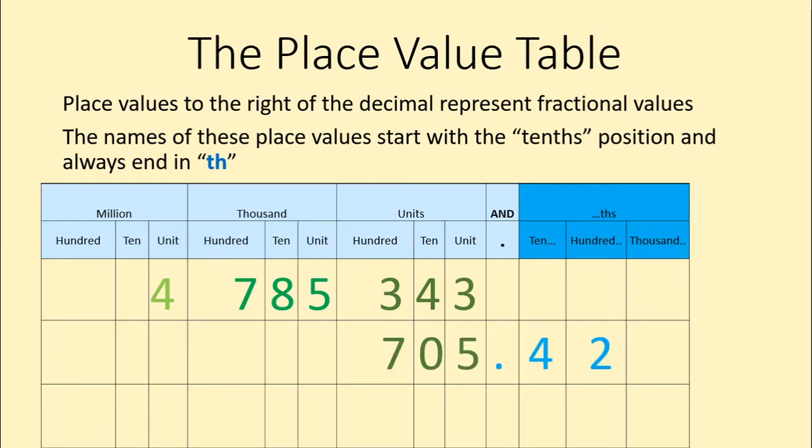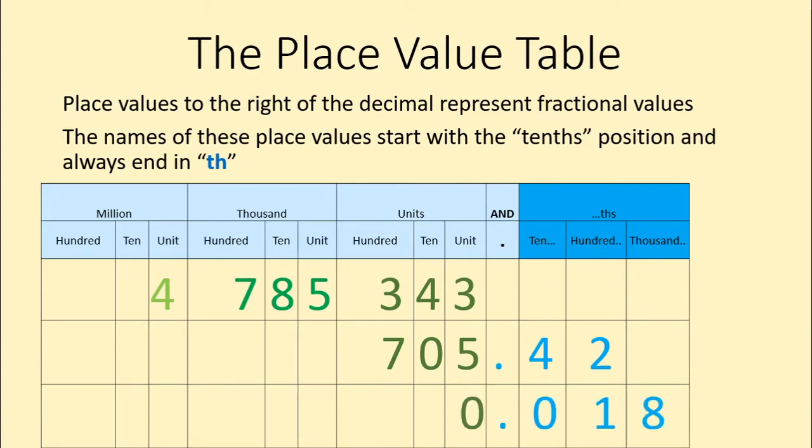4,785,343. So next I've got a decimal value. It does have a whole number part and a decimal part. So first I'll name the whole number part. That's 705. Be careful not to say 705. It's 705. I get to the decimal point and I say "and", and I name the number after the decimal point, 42. And then I look to the place value of the last digit. It's in the hundredths position. So this number is 705 and 42 hundredths.